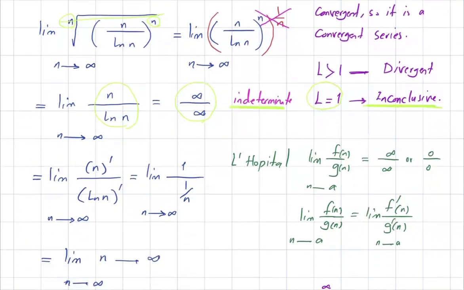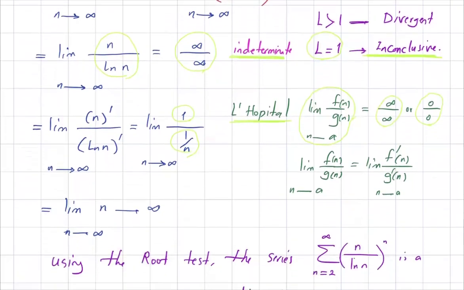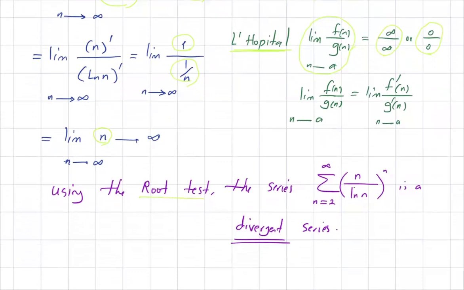When it is an indeterminate form, you can apply L'Hopital's rule, which says the limit of f of n divided by g of n as n goes to a, if it's infinity over infinity or 0 over 0, you can basically take the derivative of the numerator, take the derivative of the denominator, and find that limit instead. So the derivative of n is 1, the derivative of ln of n is 1 over n. If you flip this and write it on the numerator, the limit goes to infinity. What's the meaning of that? It means that by the root test, the series is a divergent series.